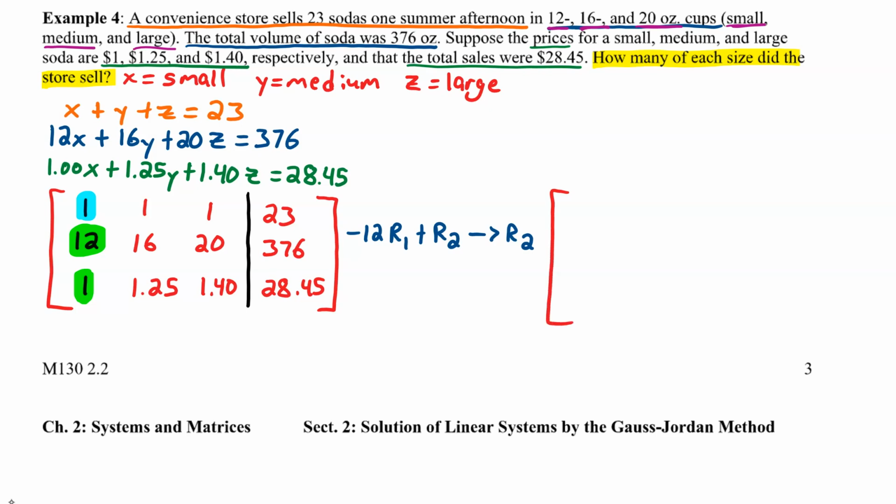So those values will become the new values in that second row. So we're not changing anything in the first row because that lead entry is already a 1 and we want it to stay a 1. So our top row is still 1, 1, 1, and 23. Our second row is going to change because we said that 12 needs to become a 0. So when we do our calculations, negative 12 times the 1 that's in that top row plus 12 gives us 0. Negative 12 times that 1 plus 16 is going to give us 4. Negative 12 times 1 plus 20 is going to give us 8. And then we've got negative 12 times 23, and we add that to 376 to get a value of 100.